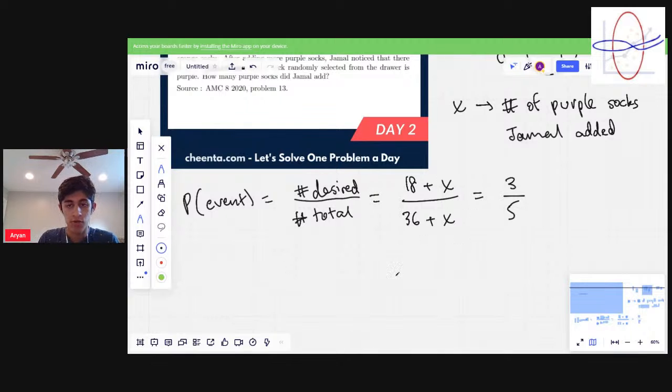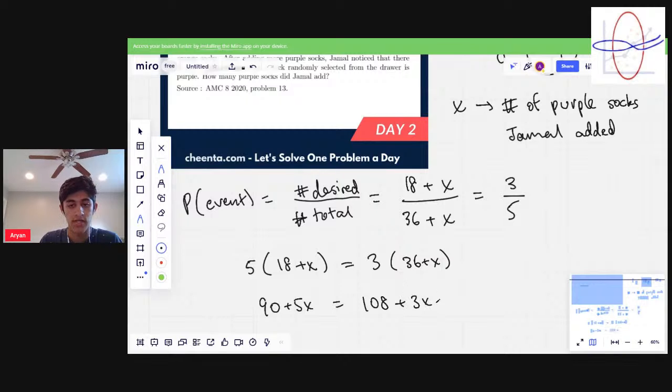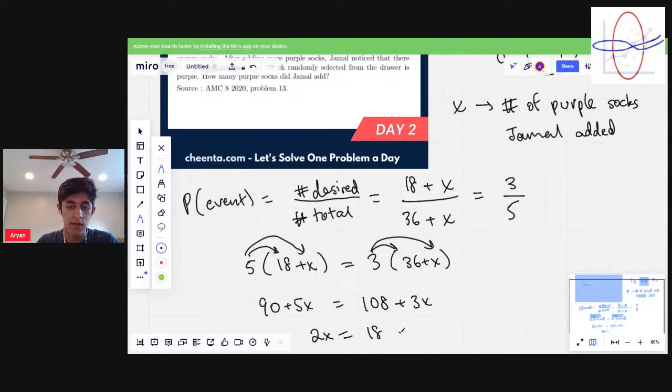So cross multiplying, we get 5 times (18 plus X) is going to equal 3 times (36 plus X). Now if we expand this out, we get 90 plus 5X equals 108 plus 3X, right? And we don't want to forget the distributive property. So we multiply 5 by both 18 and by the X, and then same, 3 times 36 plus 3 times X. And now if we just solve this, we get 2X equals 18, which means X is equal to 9.